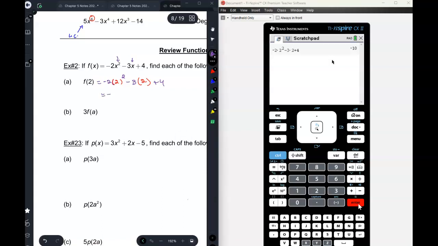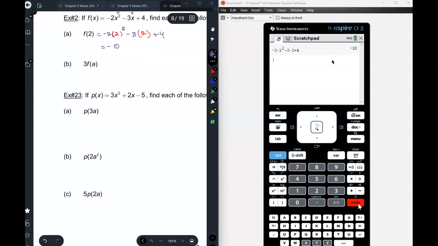So many times when I am grading your tests, your quizzes, your final, this is written out correctly, but then the negatives aren't executed in the calculation properly, so you end up getting an incorrect answer. So I really want to minimize that this semester. Do you have a question? No. Okay. So next, 3 times f of a.